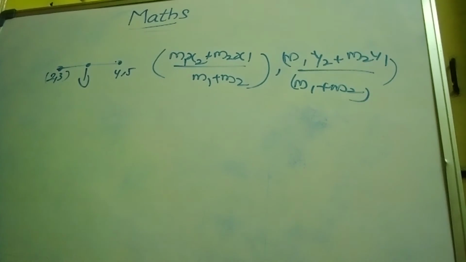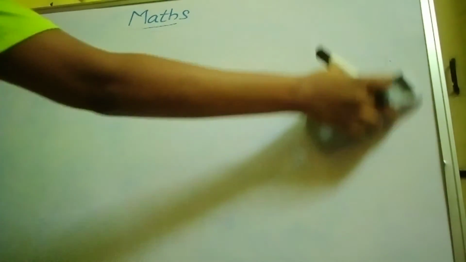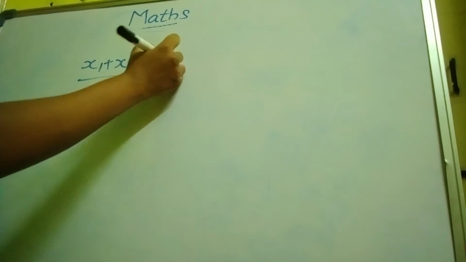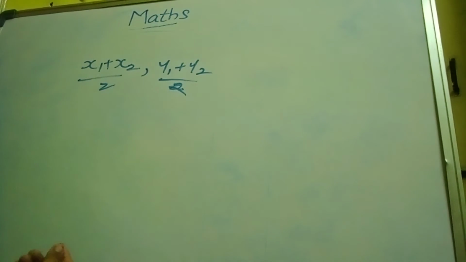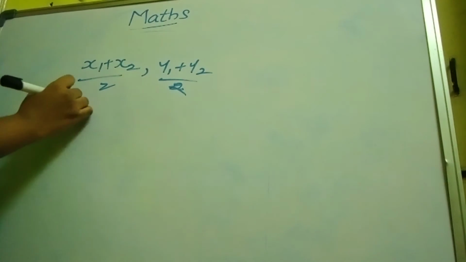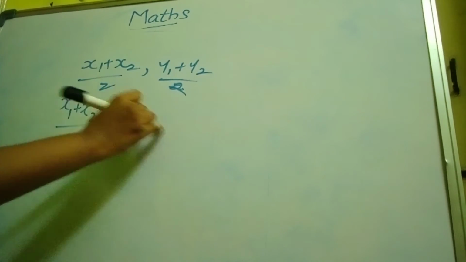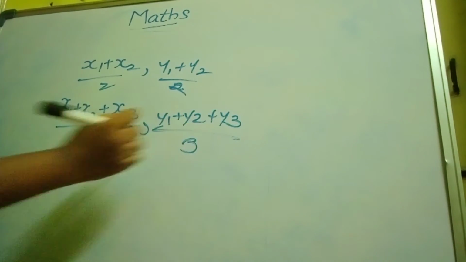Okay, have you understood? Now how to find midpoint of the given line segment? For that also we have x1 plus x2 by 2 comma y1 plus y2 by 2. Right? Now how to find centroid of the triangle? See, x1 plus x2 plus x3 by 3 comma y1 plus y2 plus y3 by 3.